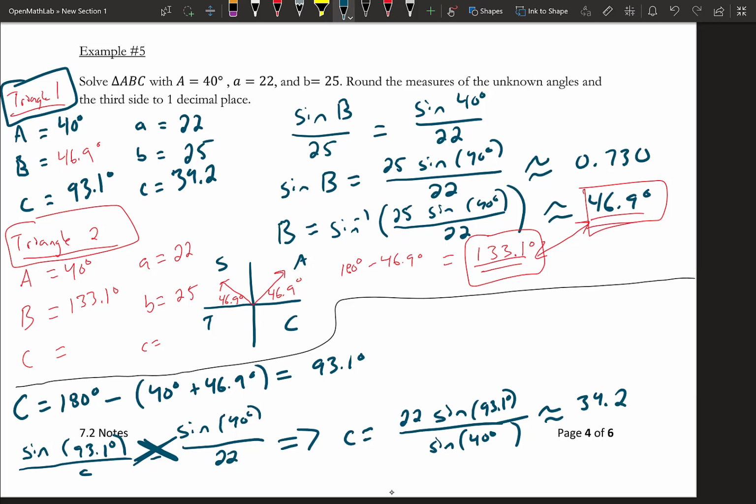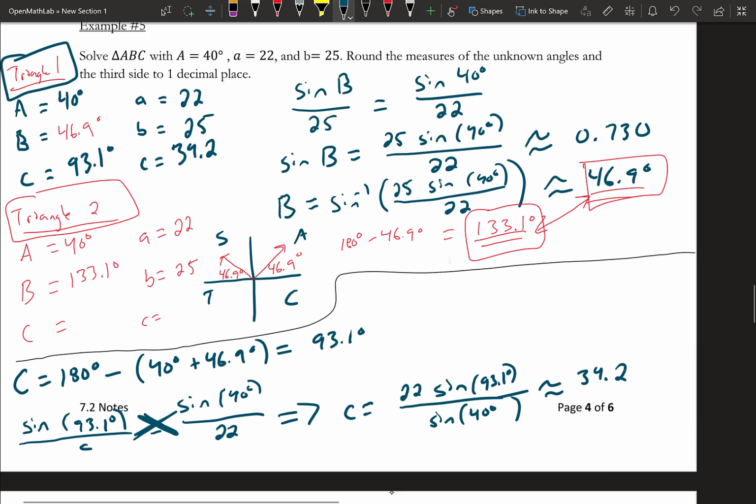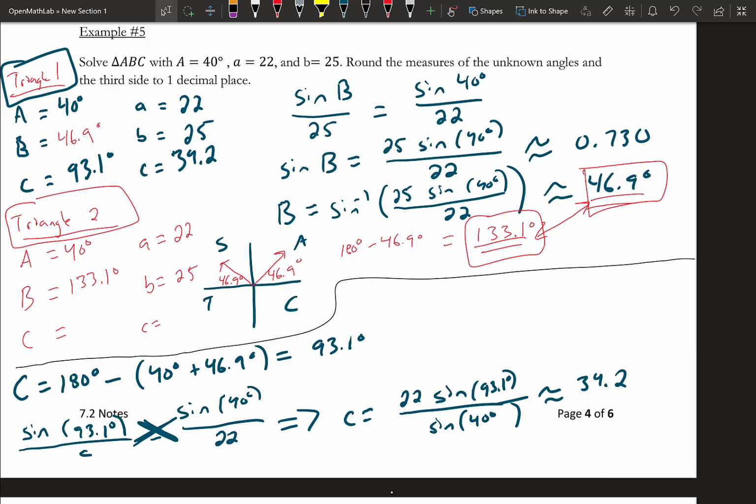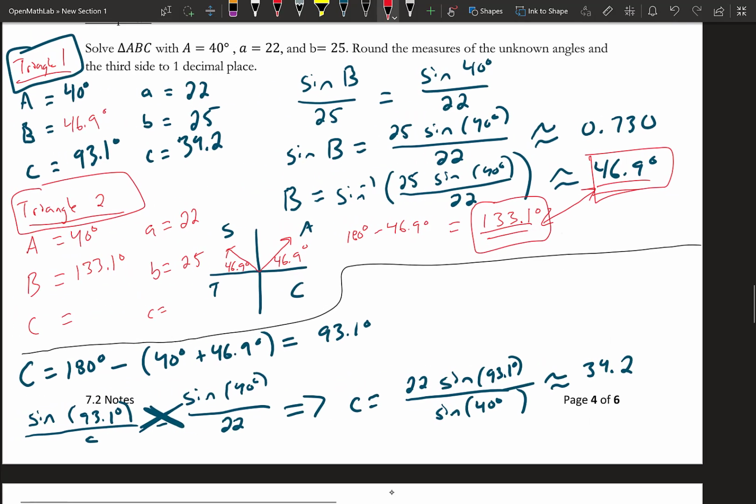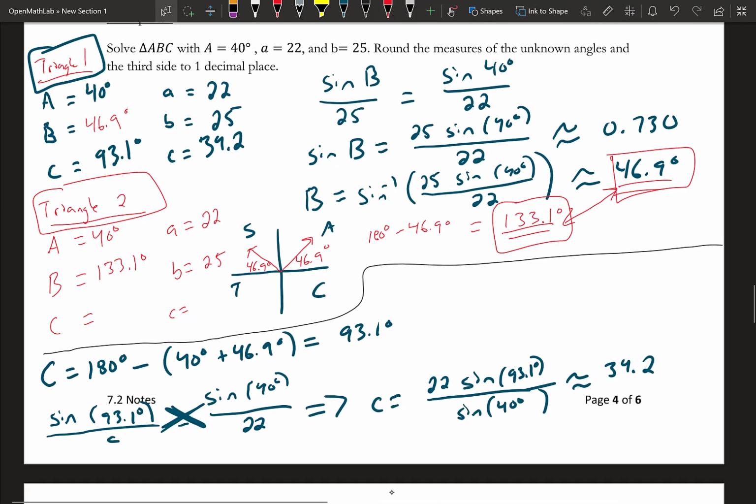So I have the first triangle completely solved. I still need to figure out triangle 2, right? So let me just do that work right here. So C is going to be equal to 180 degrees minus the sum of the other two angles. So 180 minus the sum of 40 and 131.1 degrees, that comes out to be 6.9 degrees.